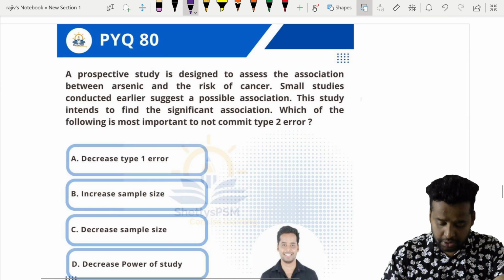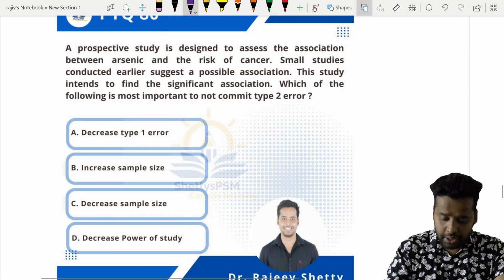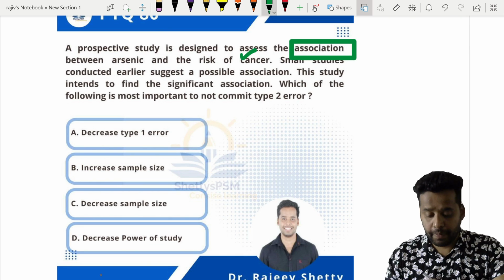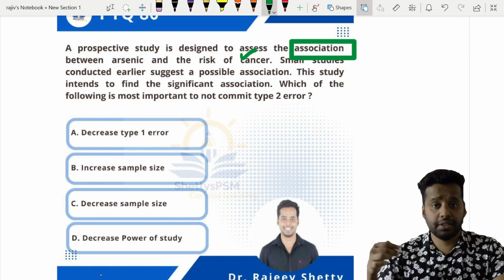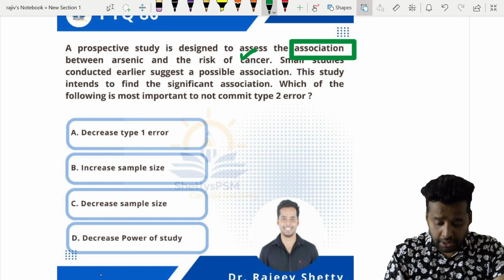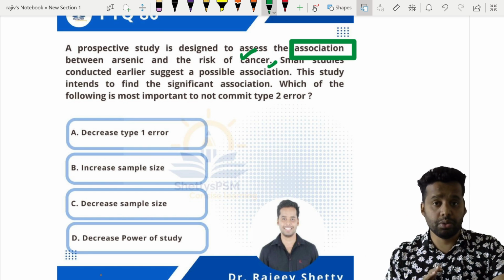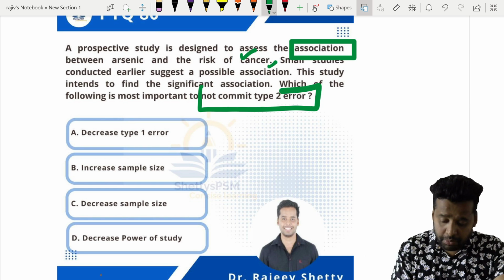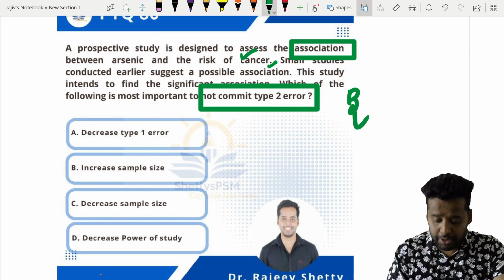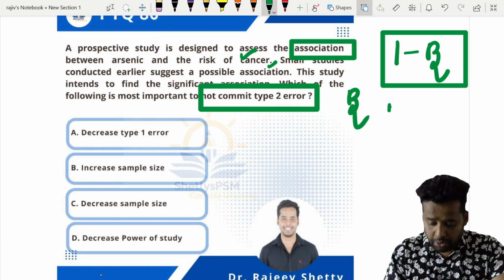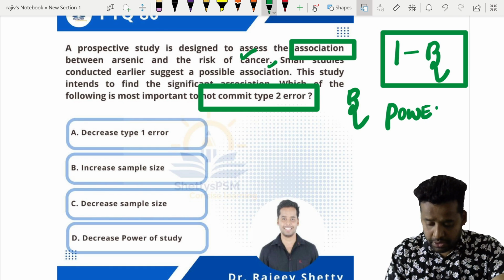See this question. A study was designed to check the association between arsenic and risk of cancer. Small studies previously done have identified the association. They are telling it is present. Your study should also identify the association and should not commit type 2 error. Means beta should not be committed. You have to reduce beta in your study. That means you have to increase power of your study. Power is 1 minus beta.